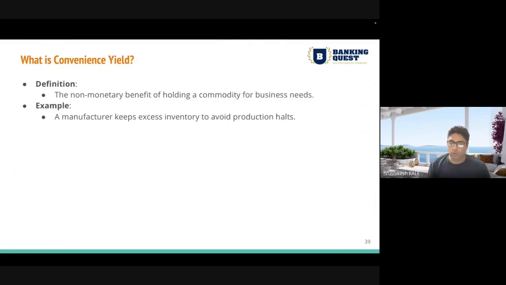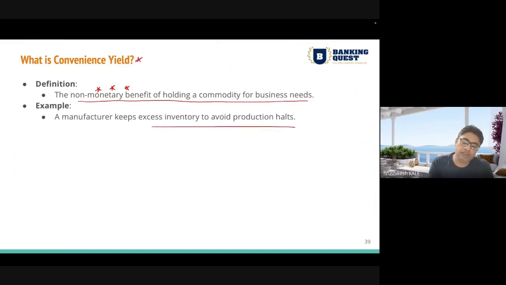I will show you the definition also. The non-monetary benefit of holding a commodity for a business need. Please understand, this is a non-monetary benefit. That is, a manufacturer keeping an excess inventory to avoid production halt, and that is called convenience yield.